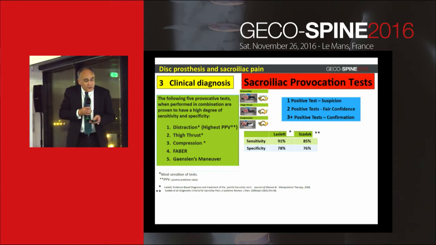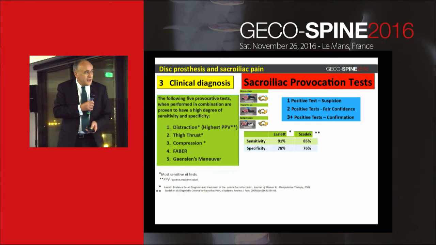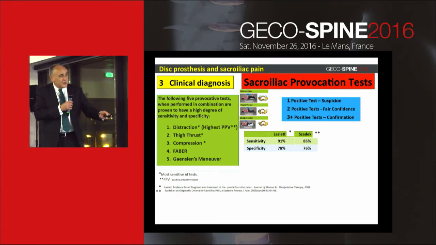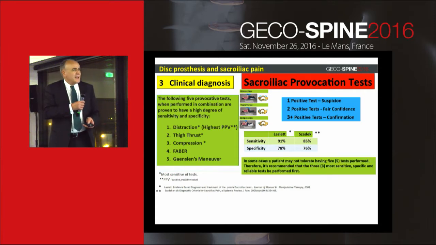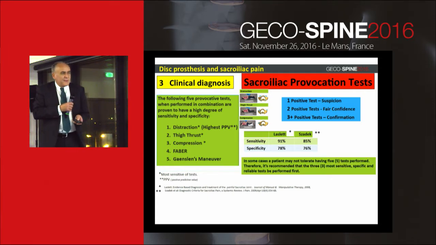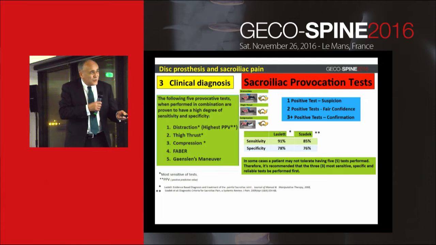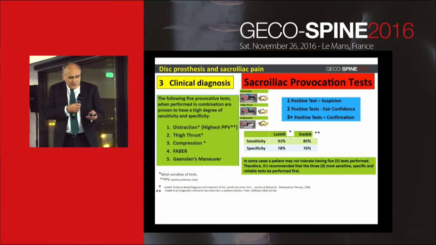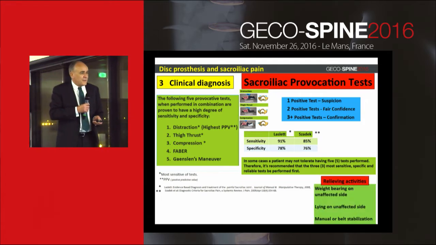And regarding the provocative tests, you have here the argument. You see that if you have 3 of these tests mentioned here, so distraction, thigh thrust, and compression, it is a big argument for sacroiliac joint pain. And in some cases, it is difficult to really do the test, and so the joint injection is something very interesting.